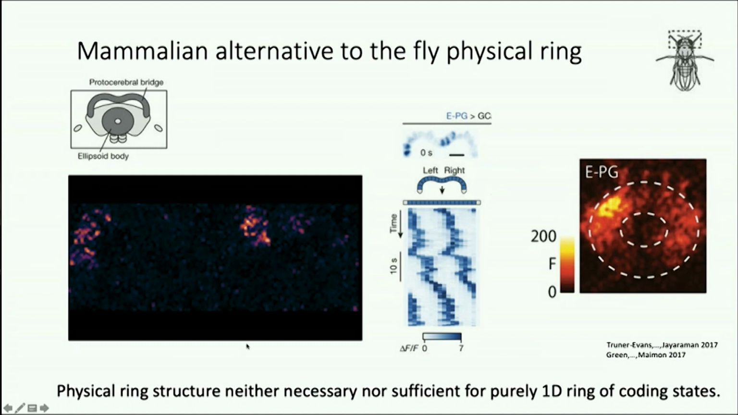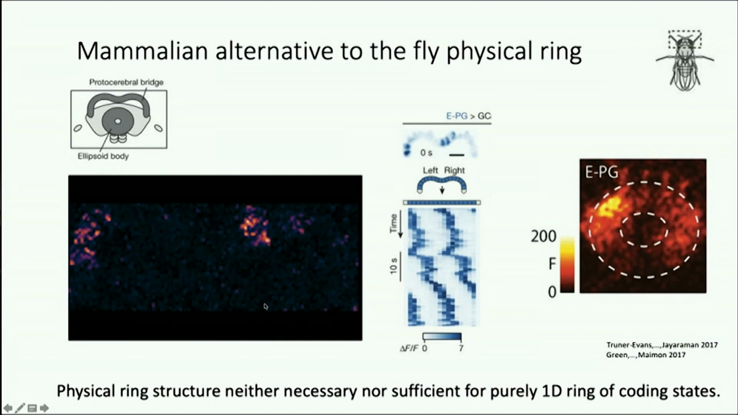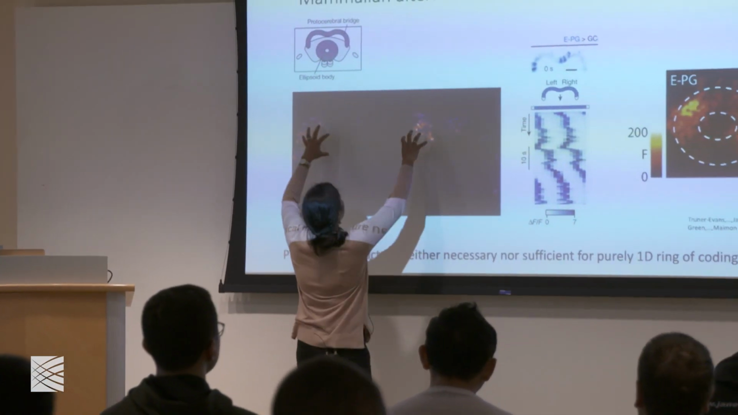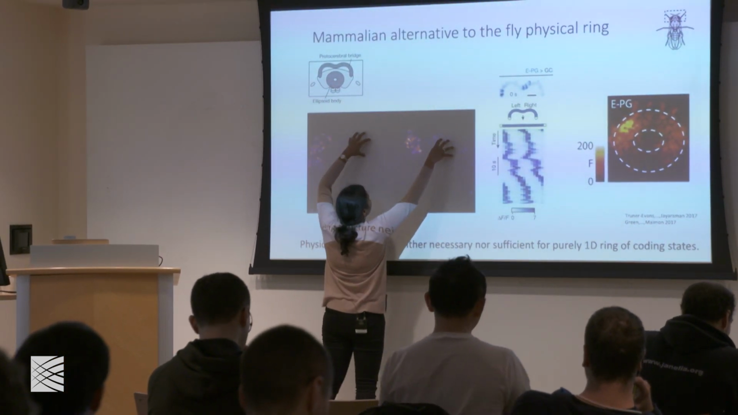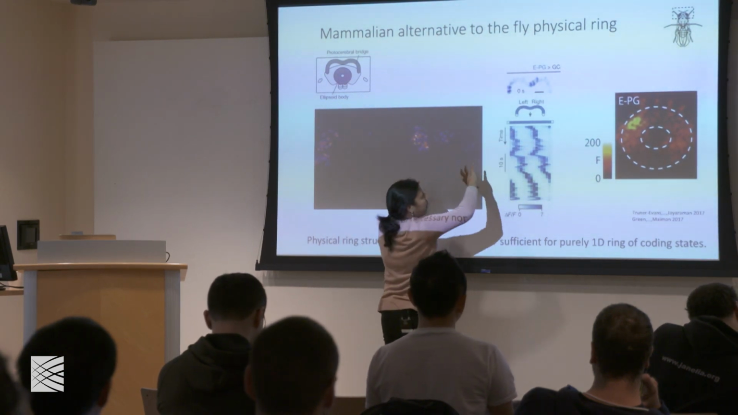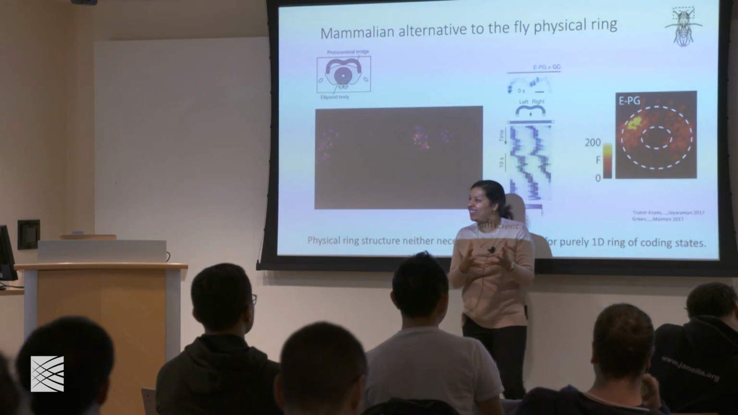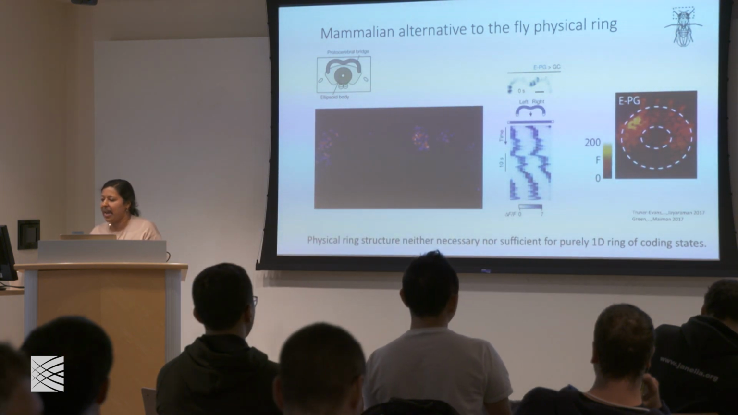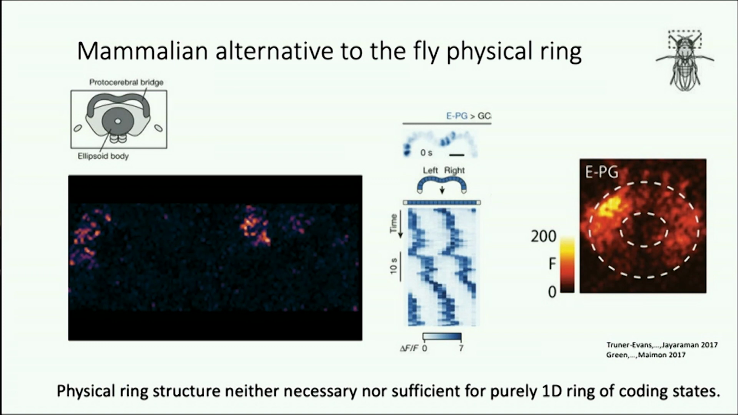I think this is a movie, so let me try to play it. I'm not able to play this one, but I can just summarize it for you. This is the protocerebral bridge, and this is calcium imaging, and these are two bumps of activation. As the head direction of the animal moves, the bumps move. Here is a plot of the bumps moving around as the animal moves around. This is the ellipsoid body, with a similar physical bump of activity, and the bump moves in tandem with animal movements. So this is a physical ring structure in the fly that maps onto the abstract ring we talked about in the state space of the encoding of these thousands of neurons.